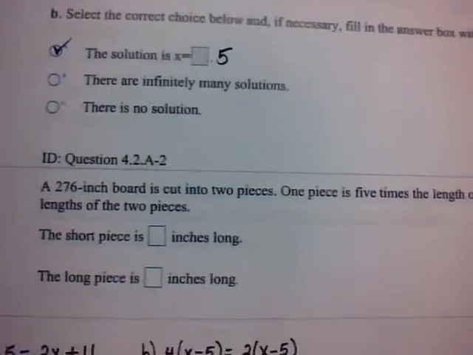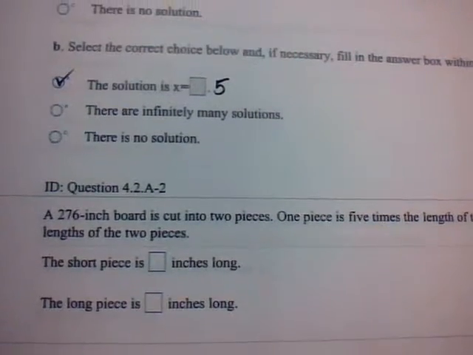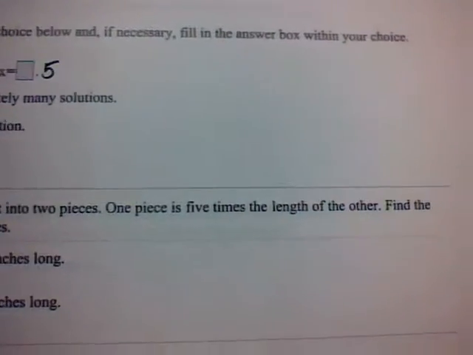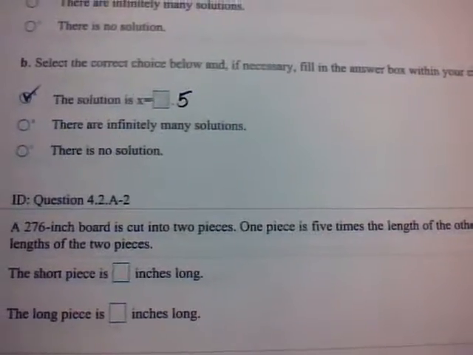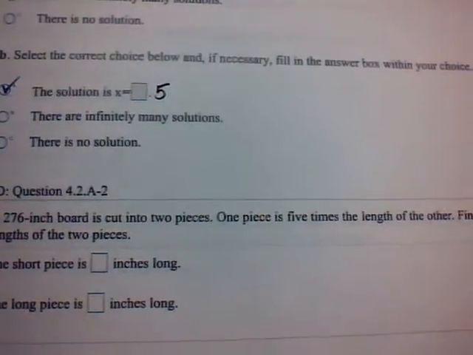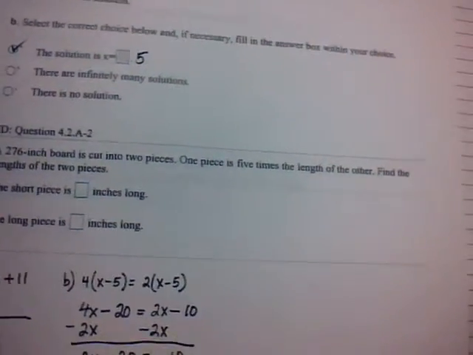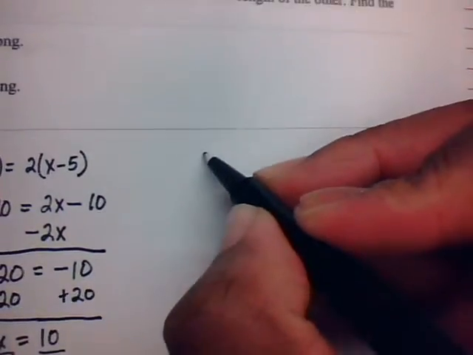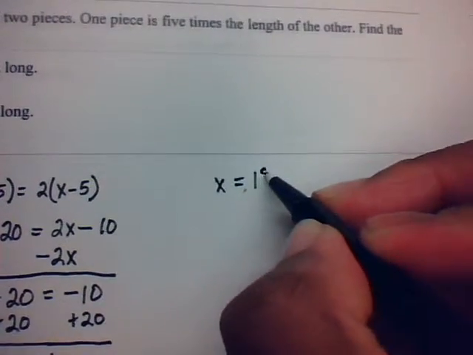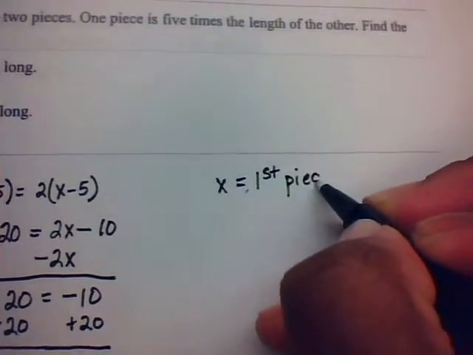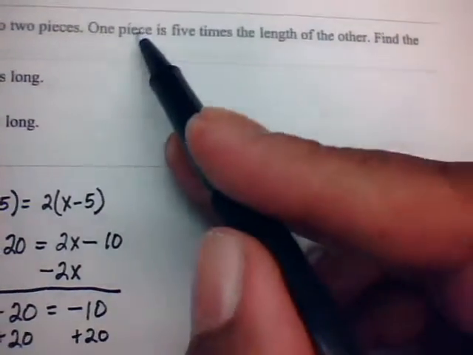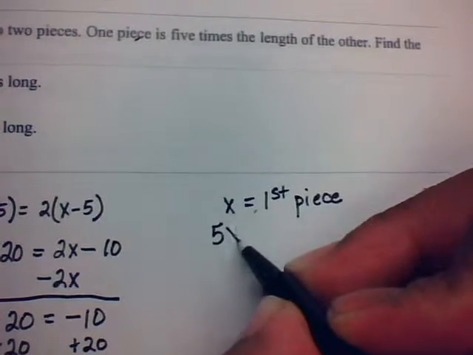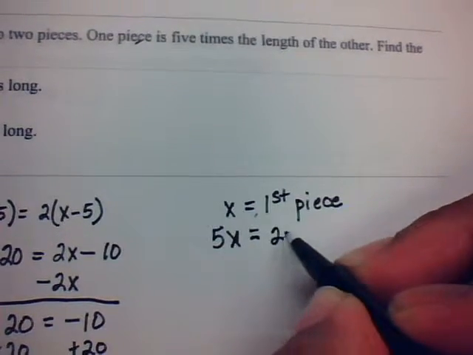Let's take a look at problem number 2. A 276-inch board is cut into 2 pieces. One piece is 5 times the length of the other. Find the length of the 2 pieces. All right, here's how we set up this particular problem. We have 2 pieces, so here I'm letting x be the first piece. And in the problem, we're told that one piece is 5 times as long as the other. So the second piece would be 5 times x.